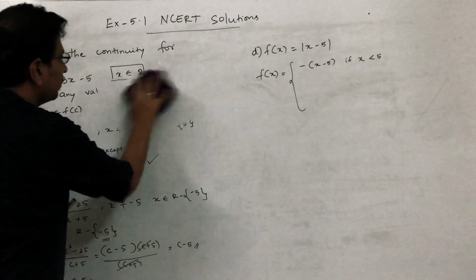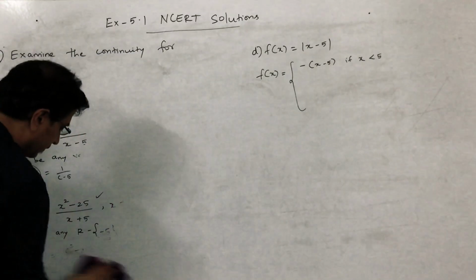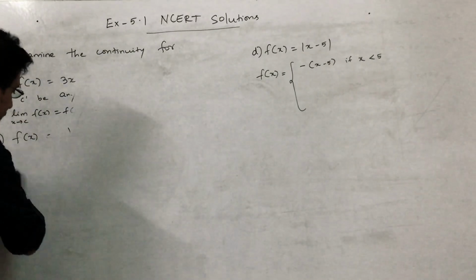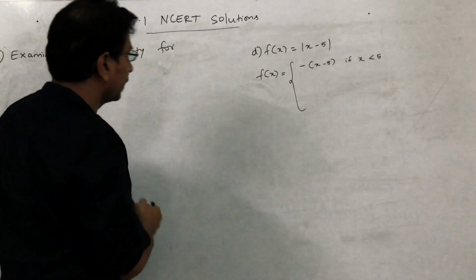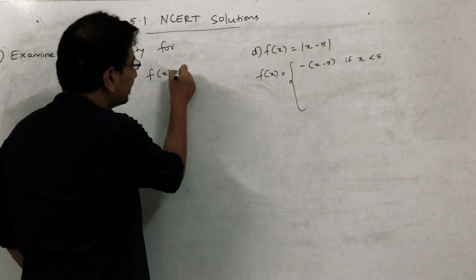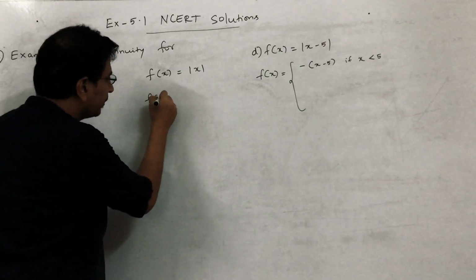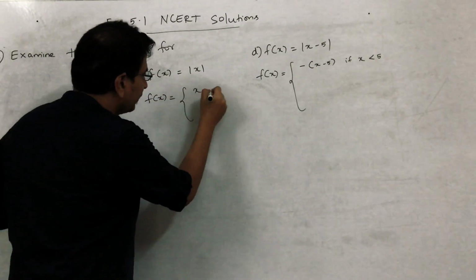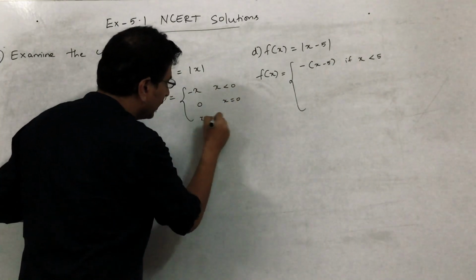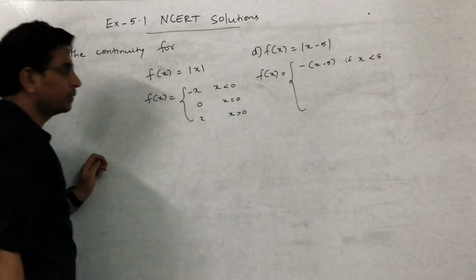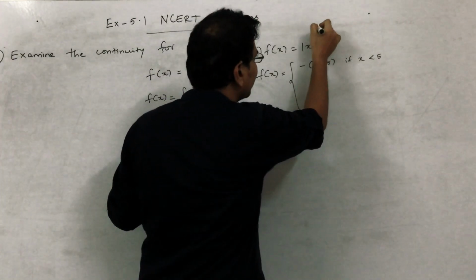So if you observe the modulus function, the definition of modulus function is like this. If you have f of x is equal to mod x, then f of x can be written as minus x when x is less than 0, 0 when x is equal to 0, and x when x is greater than 0.